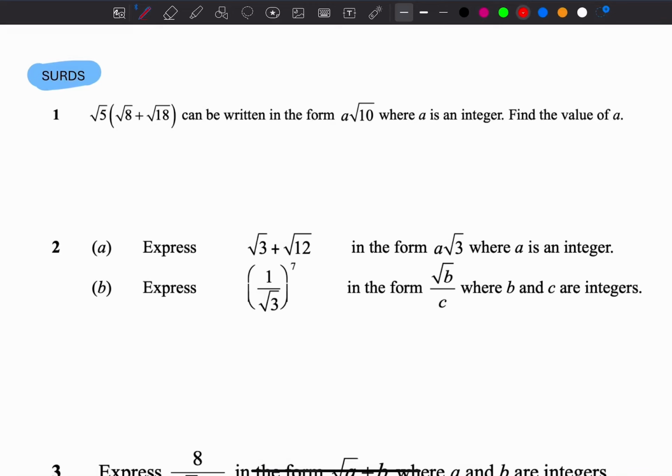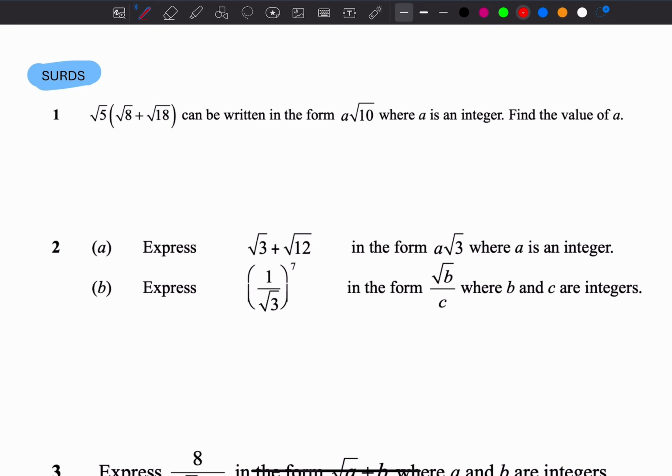Okay, so we're going to look at surds. This would be your paper 1, calculator. Make sure you know how to simplify surds, and always try to simplify surds in the question before you even start the question. Always simplify it. It makes much more sense.